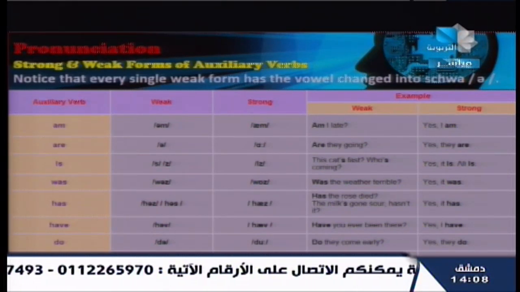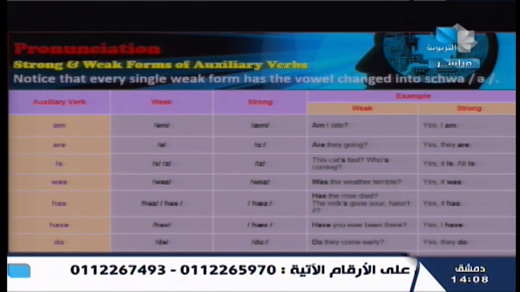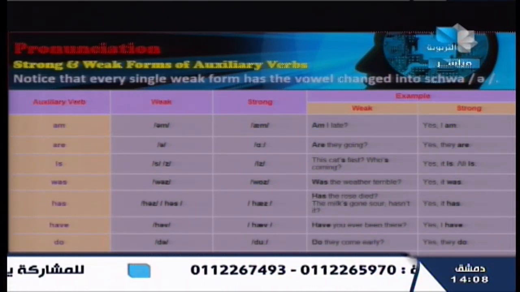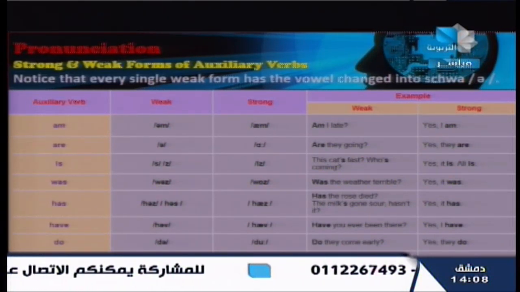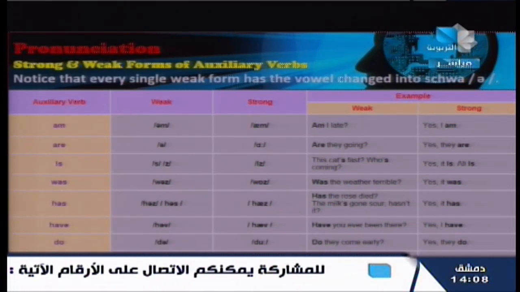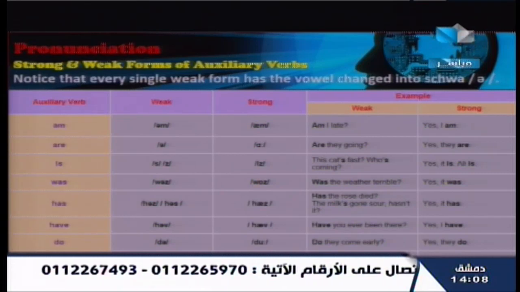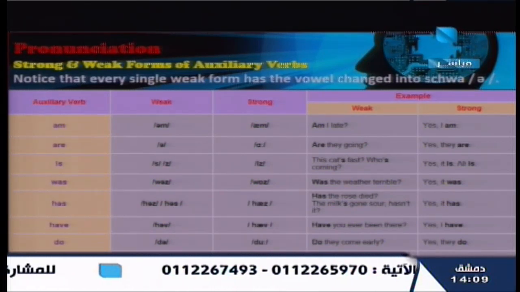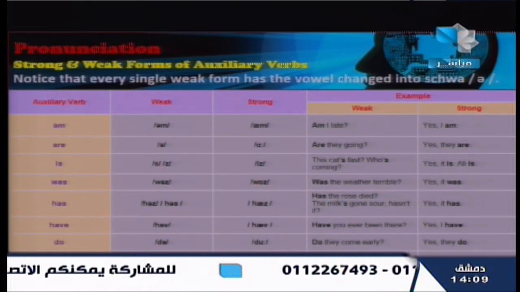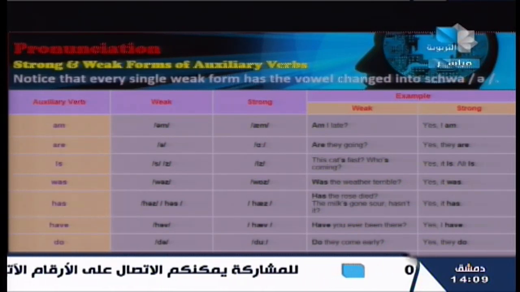The verb do can be weak or it can be strong. When it is in the context, as we said, do they come early? The answer, yes, they do. Does has two forms, weak and strong. When it is weak, does, and when it is strong, does. Example, does the train. Does the train.